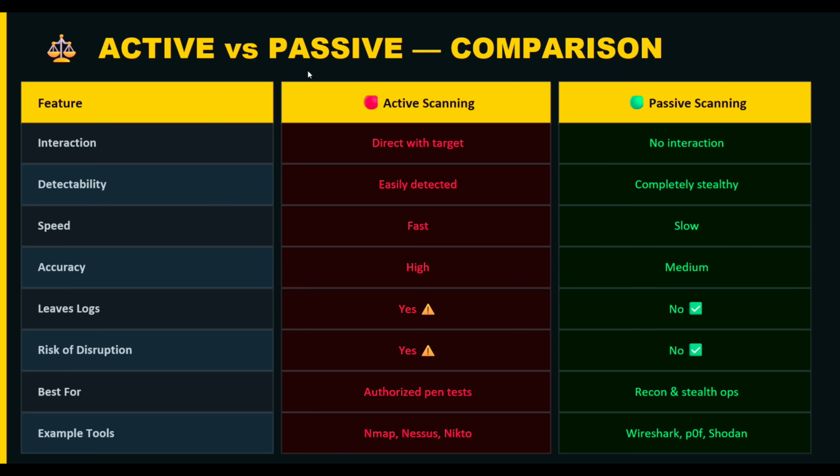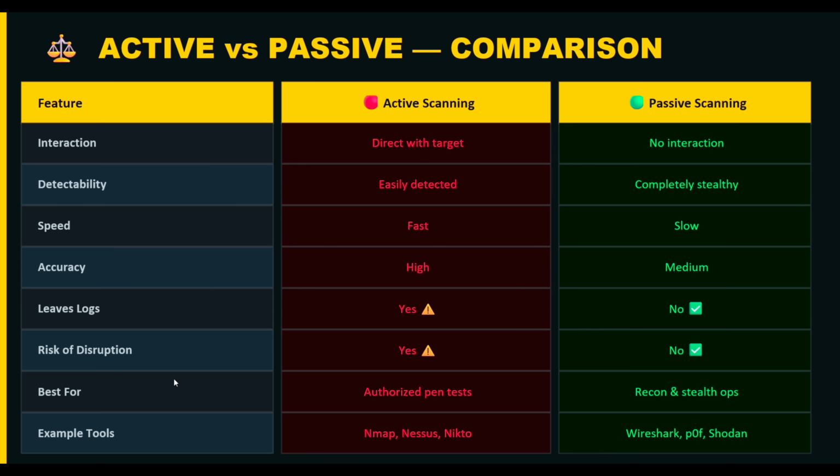Let's quickly go through the comparison between active and passive scanning. Active scanning communicates directly with the target and can be easily detected, whereas passive scanning does not interact with the target and cannot be detected. Active is fast and passive is slow. Active has high accuracy and passive has medium accuracy. Active leaves a log in the log section, but passive does not leave logs. It is completely stealthy, as I said.